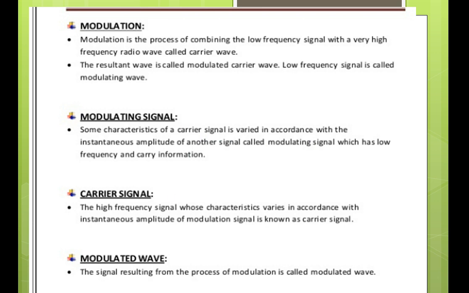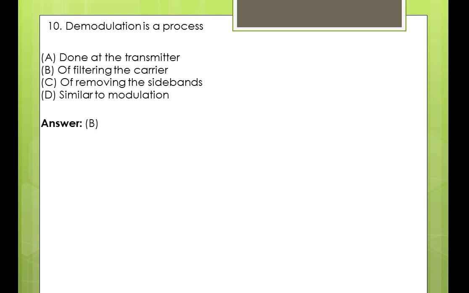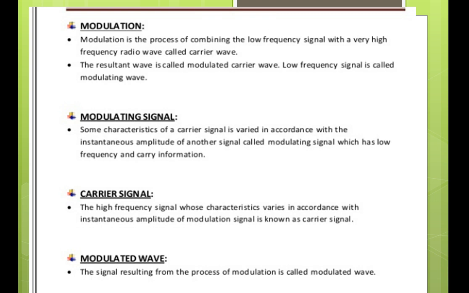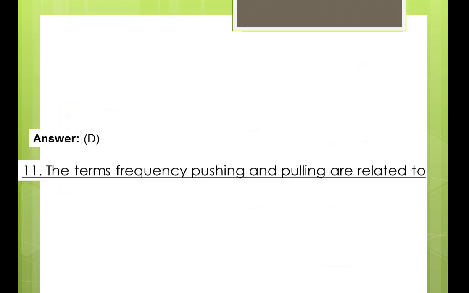Modulation is mainly done at the transmitter side, and demodulation is done at the receiver side. At the transmitter side we combine the message signal with the high frequency signal and transmit it. At the receiver side we filter out the carrier signal, and we need only the message signal. That's why the demodulation process is filtering the carrier. Hope you understood. The next question comes here.